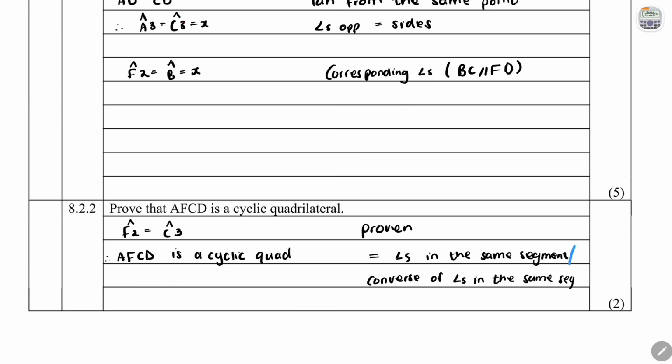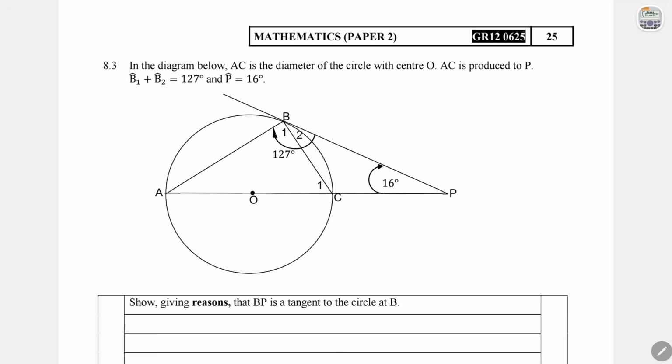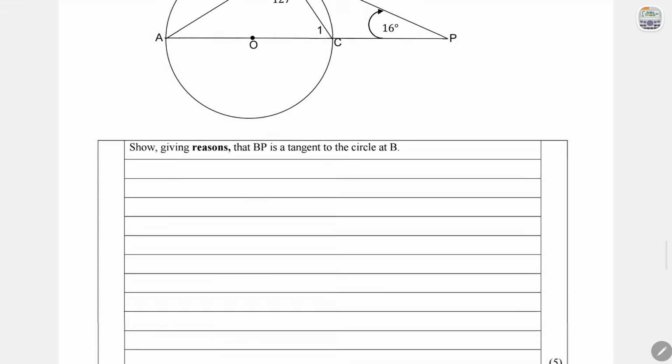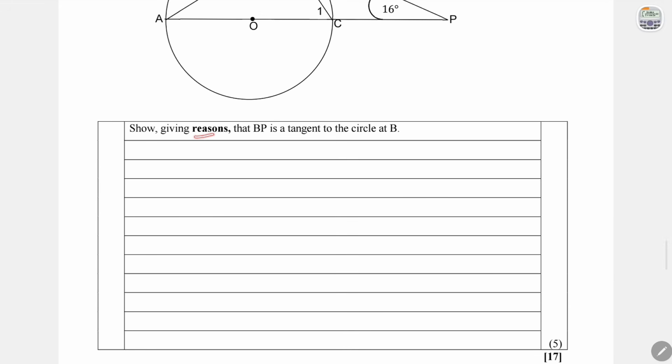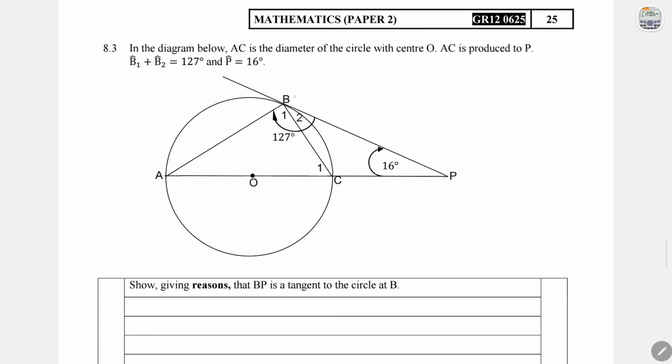Moving on to 8.3. Question 8.3 says, in the diagram below, AC is a diameter. So AC is the diameter of the circle with the center O. AC is produced to P. And then they tell us that angle B1 plus B2 is equal to 127 degrees, and angle P is 16 degrees. And the first question is to show, giving reasons, that BP is a tangent to the circle at B.